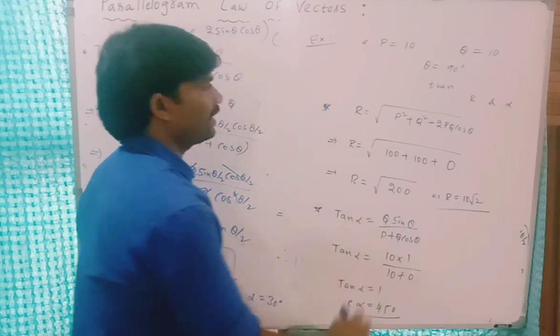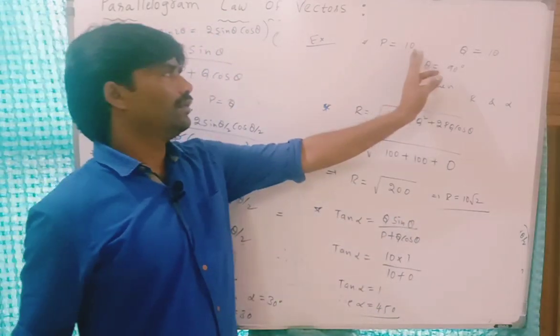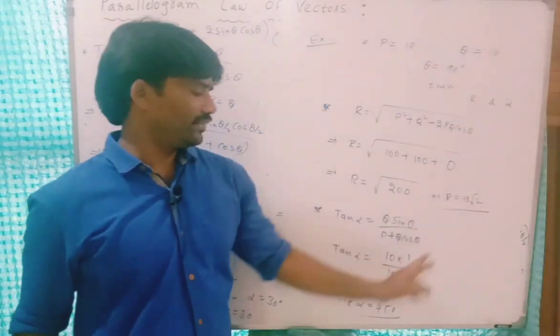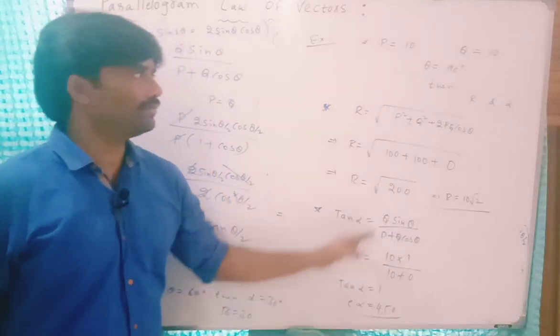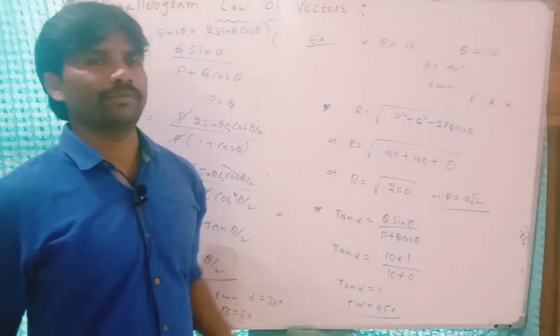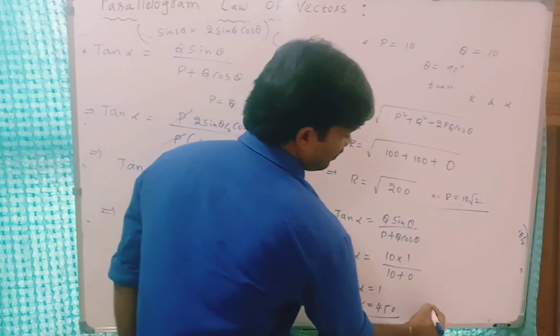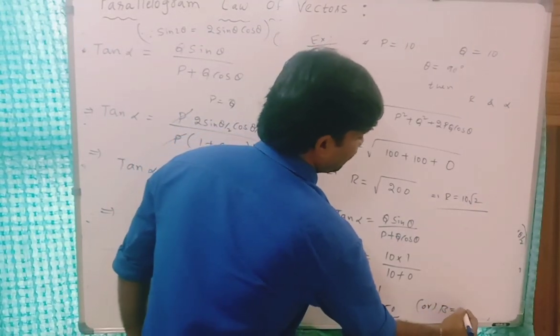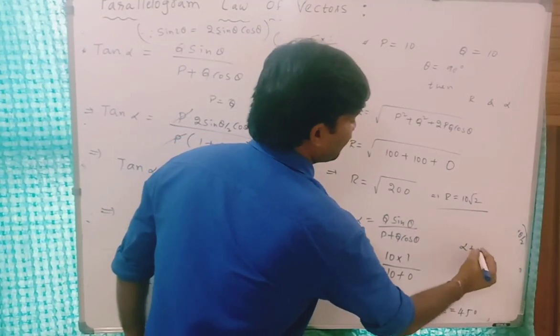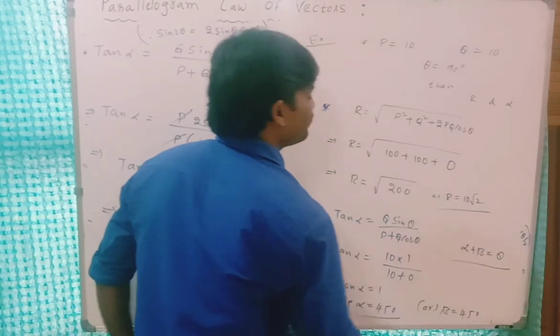So from this you can understand, if the angle between two equal vectors is 90, the resultant makes 45 degrees with either P or Q, or beta also, beta equal to 45. The same, alpha equal to beta equal to theta by 2.